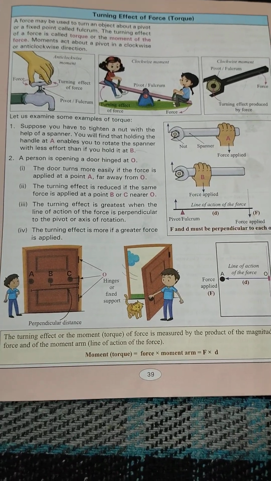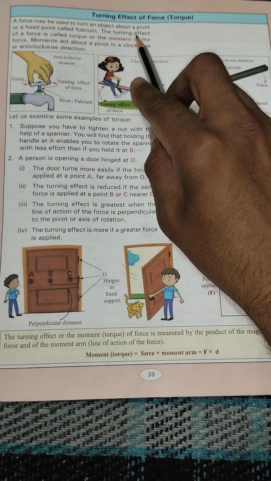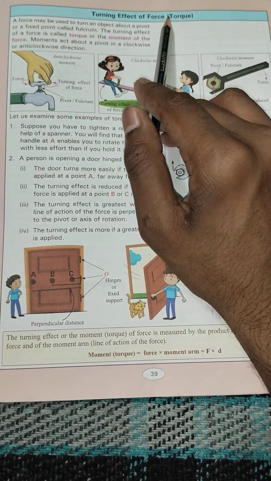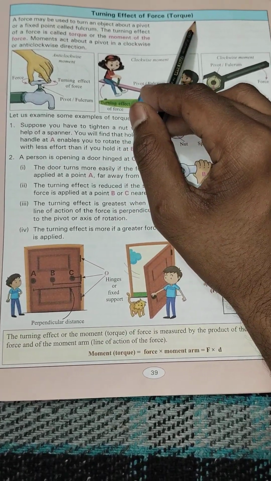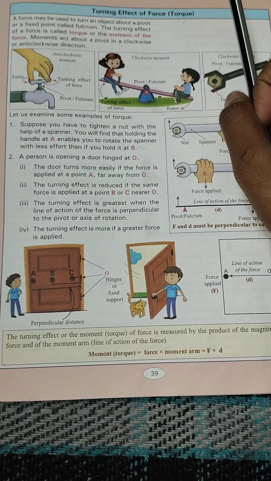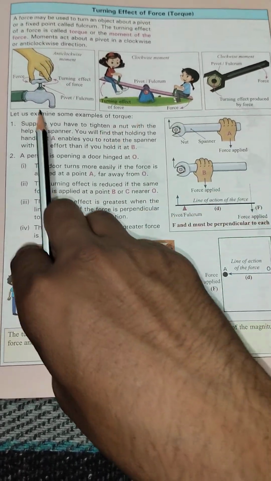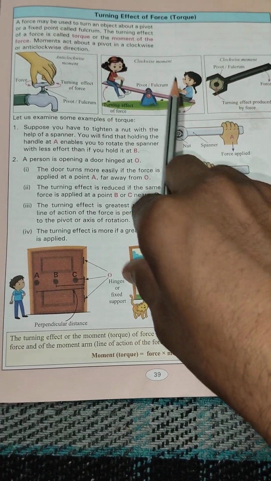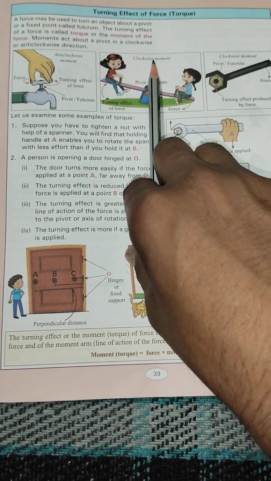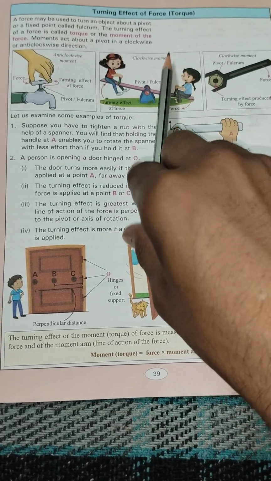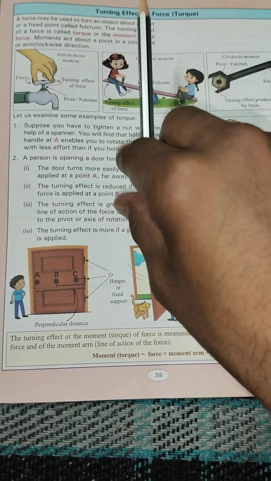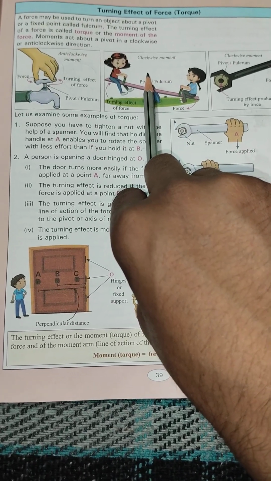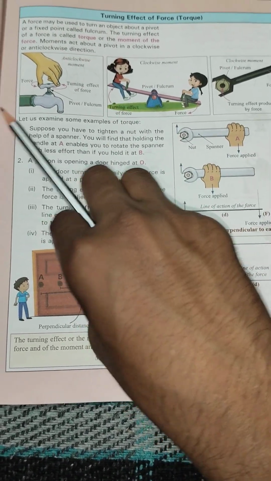Friends, let's talk about the turning effect of force. The turning effect of force can be called torque or moment of force. Let us try to understand it by these three examples. An object can be turned or rotated about a fixed point, an axis of rotation, or a supported point. Take case 1.